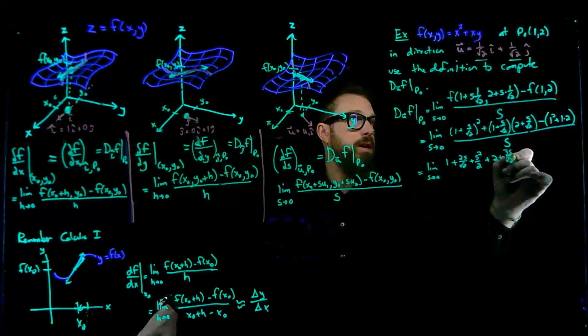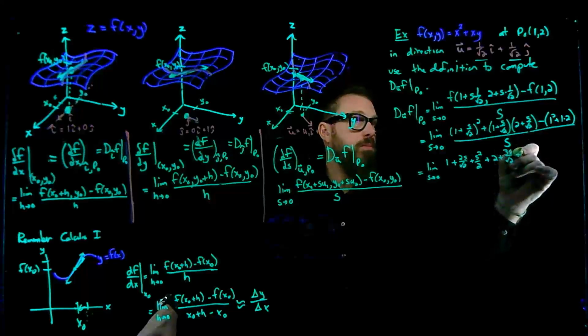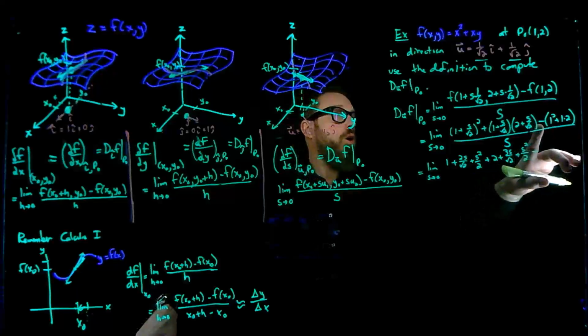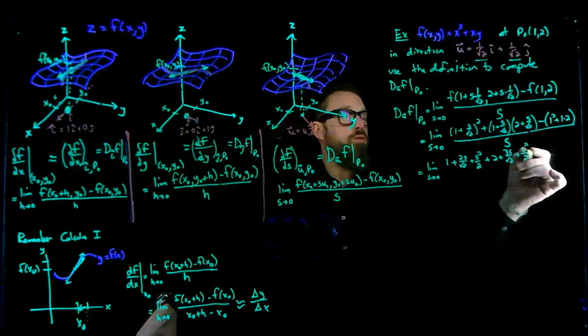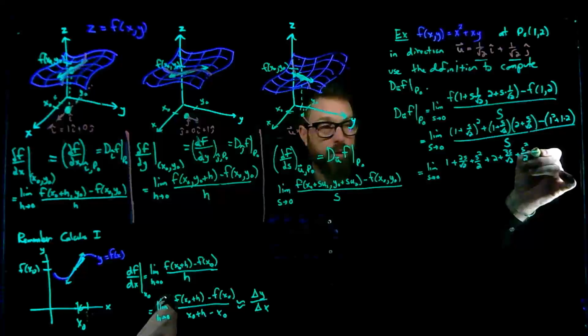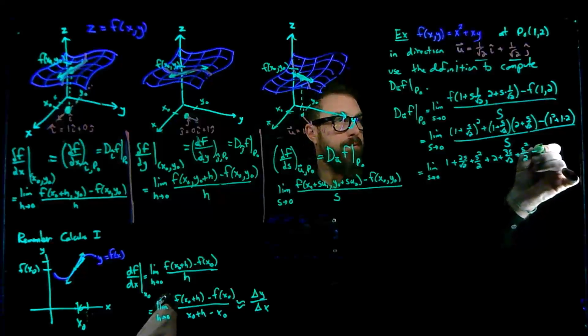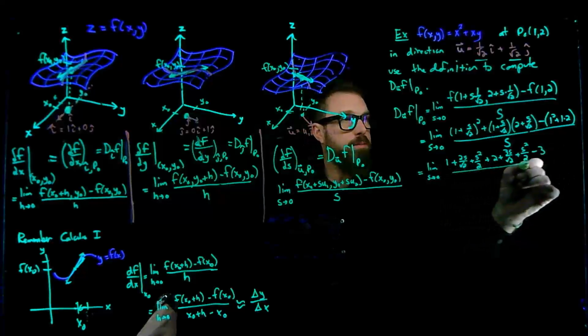That's outside and inside. And then finally, the last is going to be the same thing. I'm going to have s squared over 2. Minus, now 1 squared is 1 plus 2, so this is going to be minus 3. And this will all be over s.